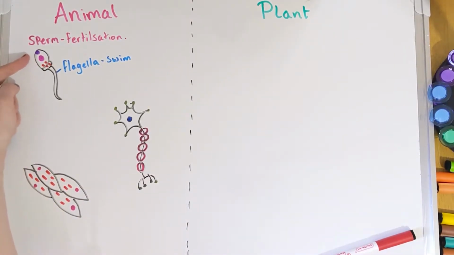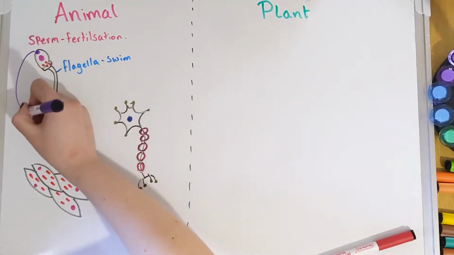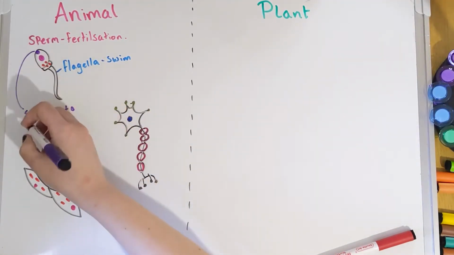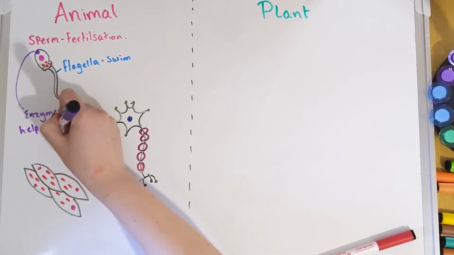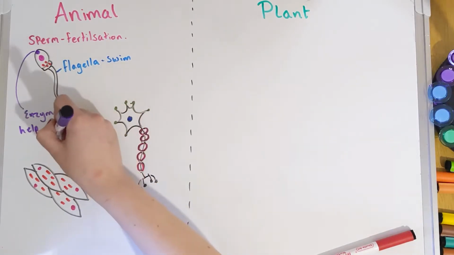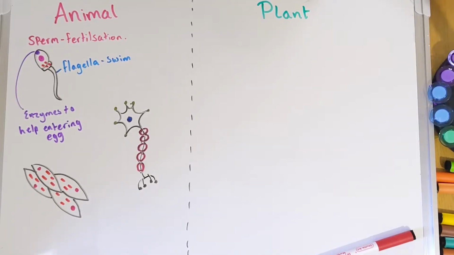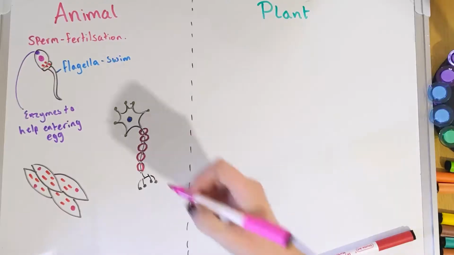This bit at the top is called an acrosome, but what you need to know is that it contains a chemical, an enzyme in there that allows it to burrow into or get inside that egg cell in order to fertilise it. The little red dots on the diagram are mitochondria. Sperm cells have lots of mitochondria, especially around the flagella, in order to release energy needed for swimming.